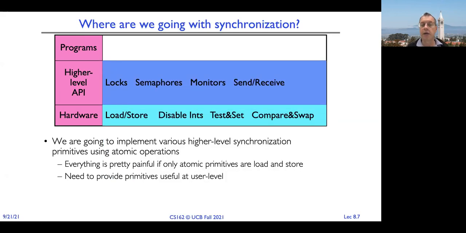Then at the higher level, we have locks, which we discussed last time and are going to discuss more this lecture, then semaphores, monitors, and send and receive operations. We are going to discuss locks and semaphores and their implementation, and hopefully we are also going to get to monitors during this lecture. Then there are higher abstractions at the program level, and we are not going to talk about them, at least this week.